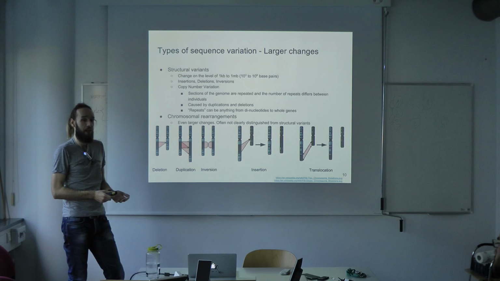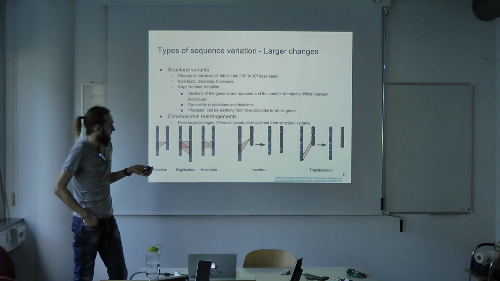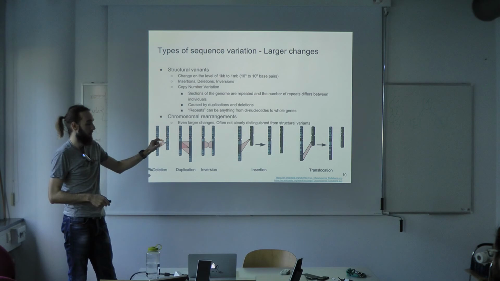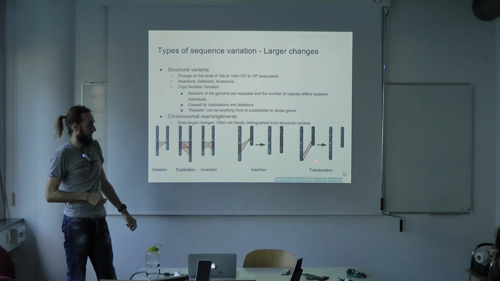And then finally, you have the idea of translocation, which is really hard to see. But the idea here is that these two kind of swap places. So on one end of the chromosome, you now have a part that used to be here. And on this end of the chromosome, you now have a part that used to be here. And why this is important, we will also get to in a second.